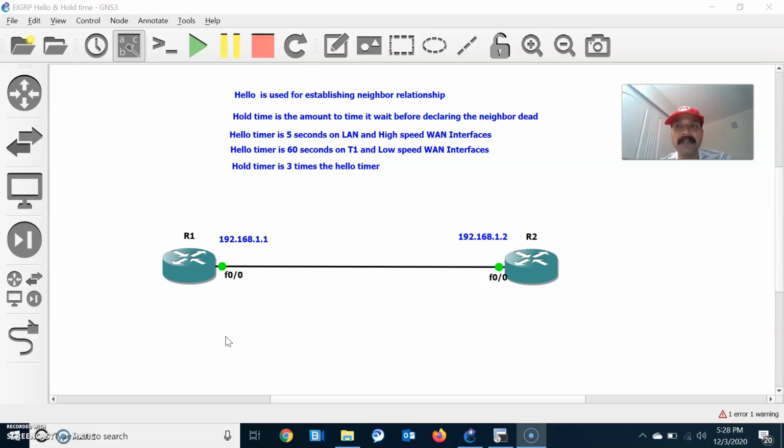And today let us discuss about EIGRP Hello and Hold On timer. So Hello is used for establishing the neighbor relationship between R1 and R2, and Hold On timer is the amount of time it waits before declaring the neighbor dead.